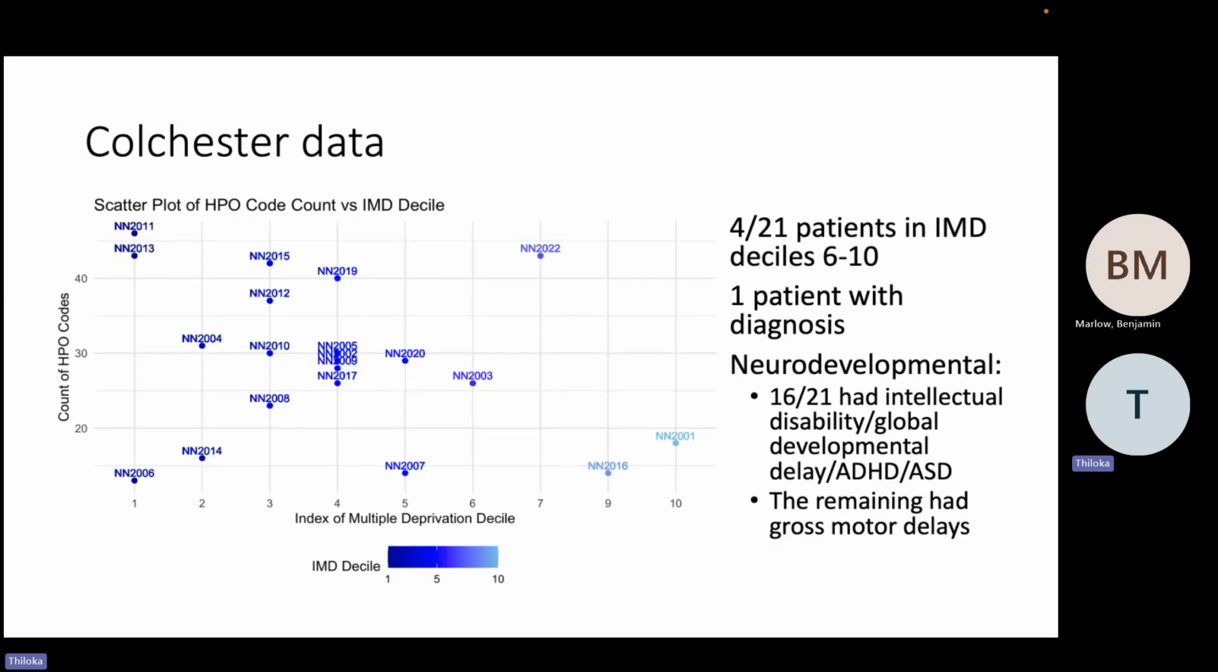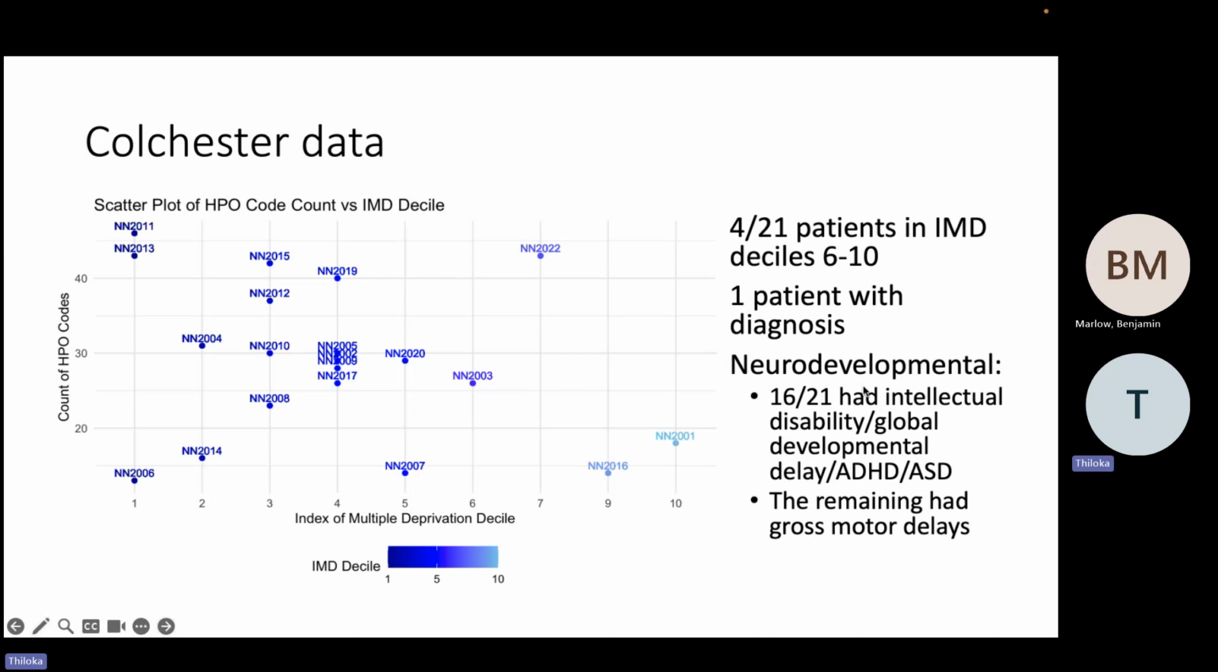When you look at the Colchester data and break it down, something we're quite interested in is the demographics of the population we're serving. The patients who've been recruited are mainly from more deprived areas, and this is looking at their postcodes. So you have 4 out of the 21 patients recruited through Colchester who are in the least deprived areas.